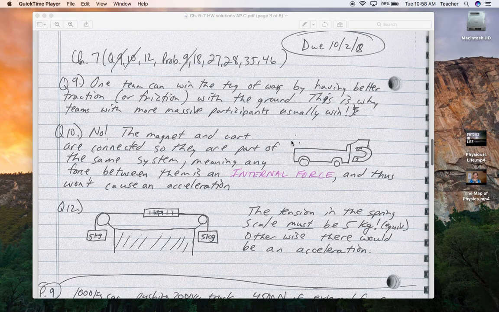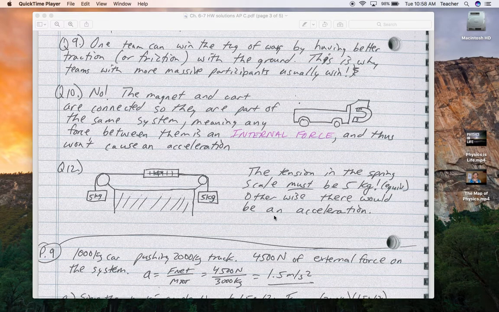Chapter 7, these are the conceptual questions. We'll probably go over those. Tug of war is kind of interesting. It involves other forces interacting with the ground. This is just a fun question because it's ridiculous. But basically, you think of that as a whole system. And so the magnetic forces are interactive. It's kind of the same reason a tension force on a rope would not accelerate the system because tension is acting in both directions. And then here the tension in the scale would read 5 kilograms. It has to, otherwise at any particular point, these would be accelerating.